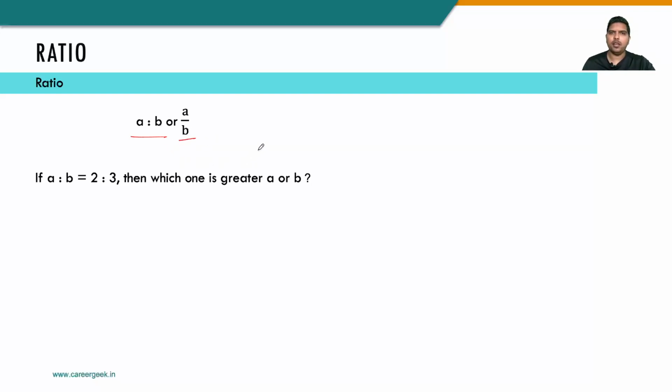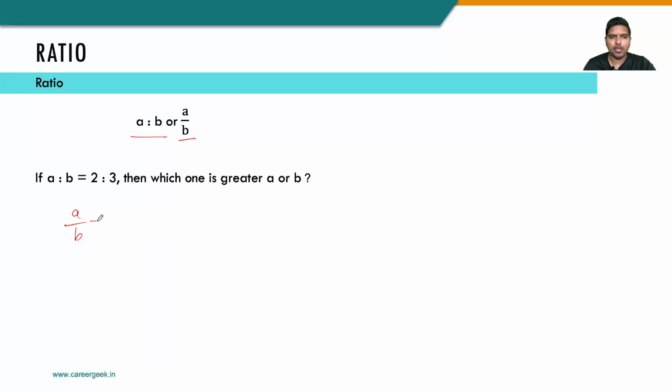Okay. So before going any further, I want you guys to try this question because this has a major point that has to be made in solving ratio questions. So you can pause the video and try this. If A is to B is 2 is to 3, which one is greater?